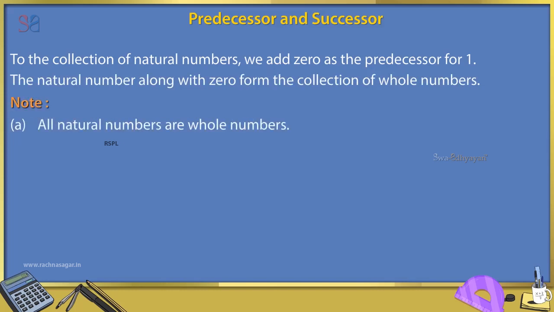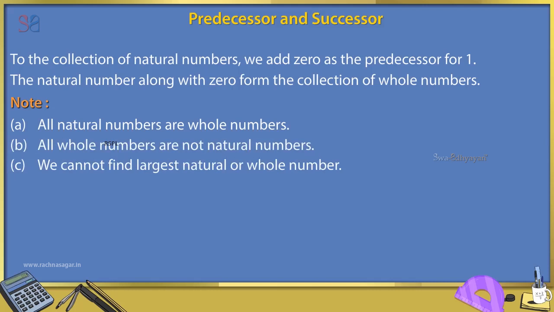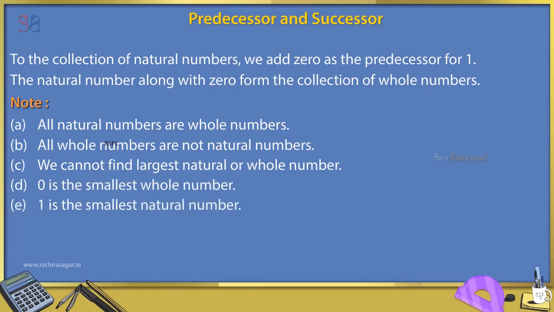The natural numbers along with 0 form the collection of whole numbers. Note: A. All natural numbers are whole numbers. B. All whole numbers are not natural numbers. C. We cannot find the largest natural or whole number. D. 0 is the smallest whole number. E. 1 is the smallest natural number.